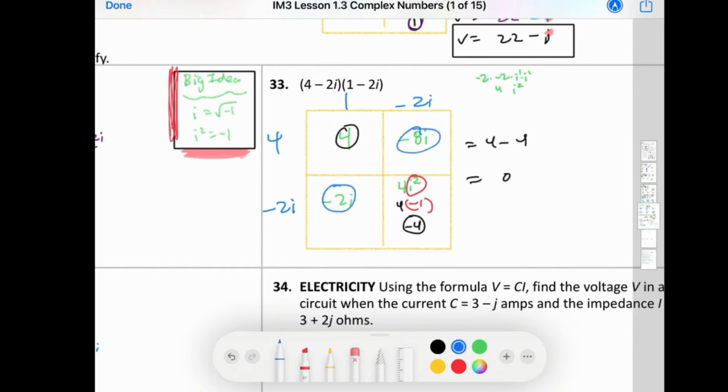And negative 2i minus 8i is going to be negative 10i. And you don't have to write the 0 there, so we just write negative 10i is our answer.